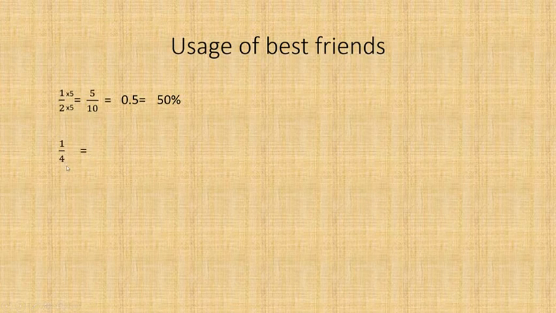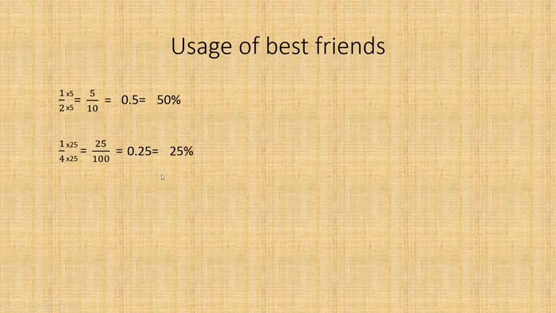Okay, 1 over 4. What's the best friend of the denominator? Yes, it's 25. So multiplying by 25 down, I have to do the same up. Multiply by 25 up, so it's going to be 25 over 100. So it's going to be 25%. Or 0.25, and I need to change it into a percentage, so I will move the decimal point 2 steps to the right. So it's going to be 25%.